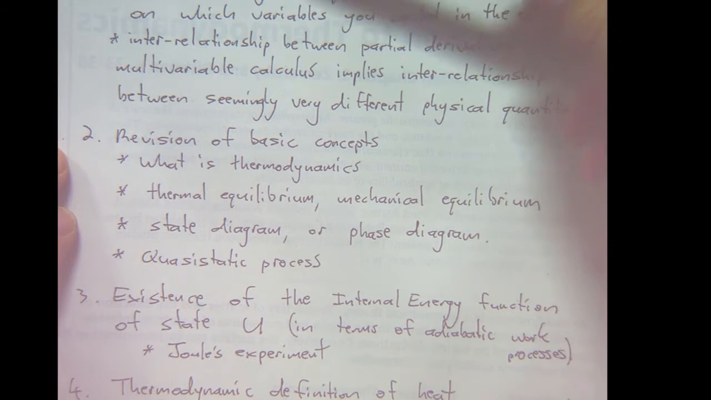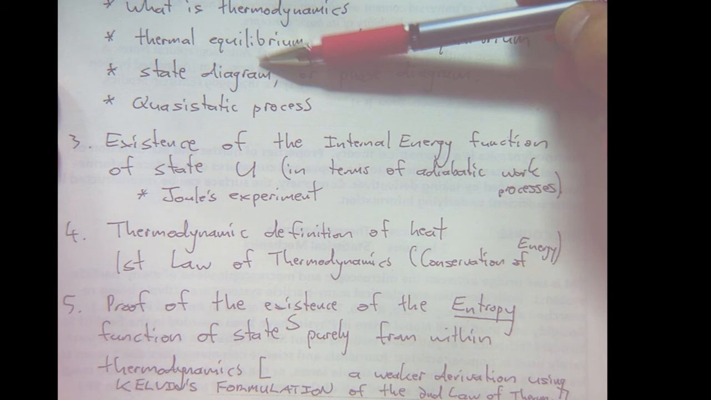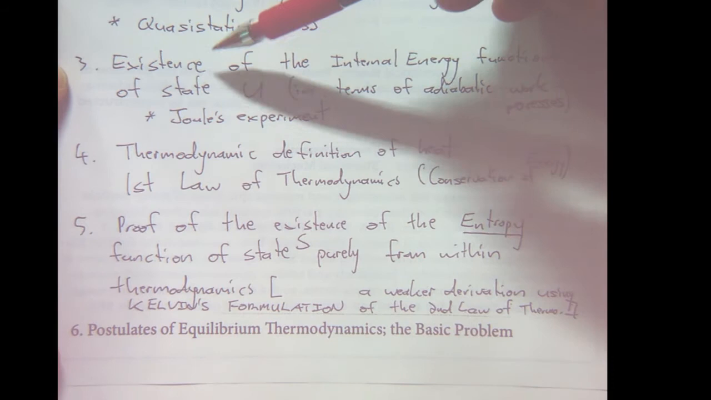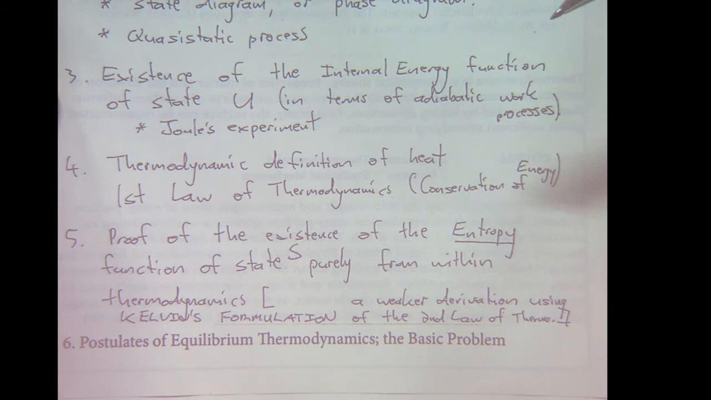So here is a little bit of mathematics. Here is a bit of very basic physics, some concepts, which you really need to grasp. Okay. And now we're getting into the new stuff here. I proved the existence of a function which we call the internal energy function, give it the symbol U. And the physical experiment that makes it possible is Joule's experiment.